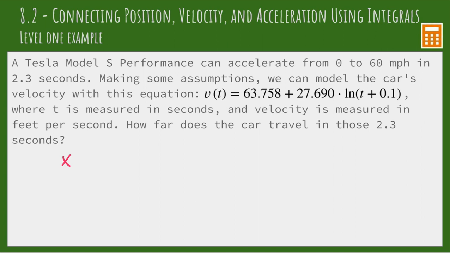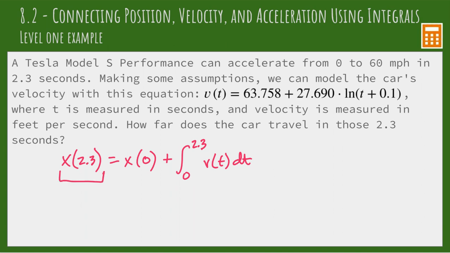So if I want to know the position at any given time, in this case at 2.3 seconds, we can take the position at the initial time and add on the distance that it's traveled. So the integral from 0 to 2.3 of the velocity with respect to time. Now, what I'm doing here would be useful. It'll tell me where the car is at a given time, but I want to be careful here.